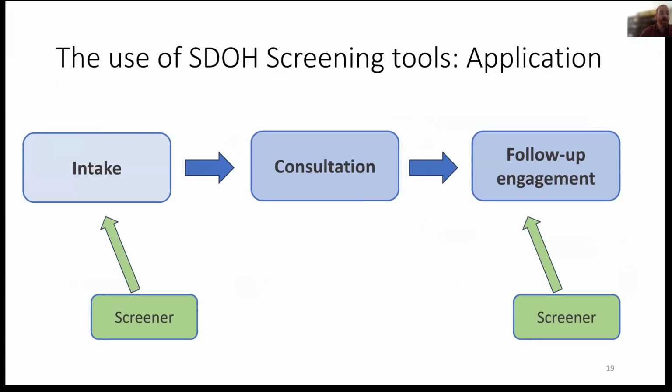And let's talk about SDOH screeners. SDOH screeners are increasingly used by health centers. And the issue is that the available SDOH screeners often don't have the level of detail required for specific community patient needs. Next slide, please.